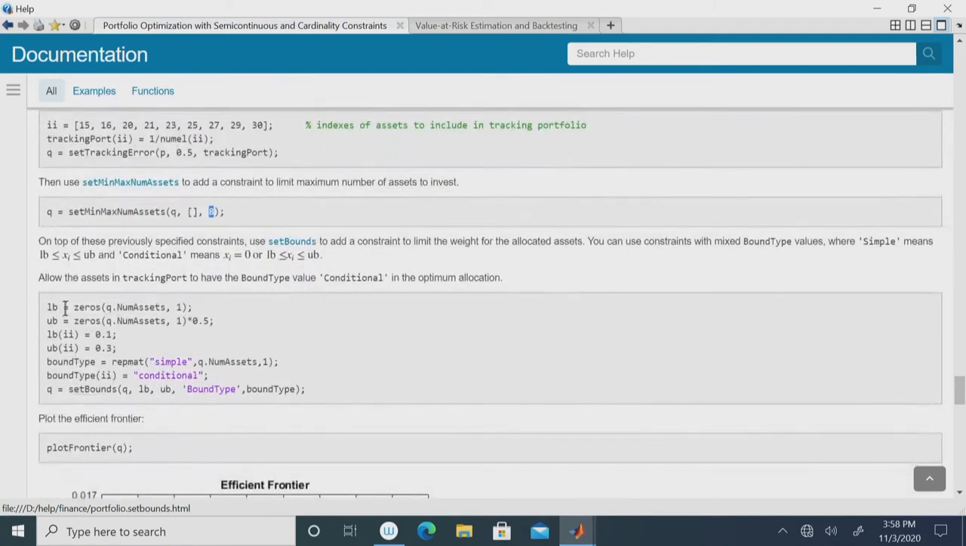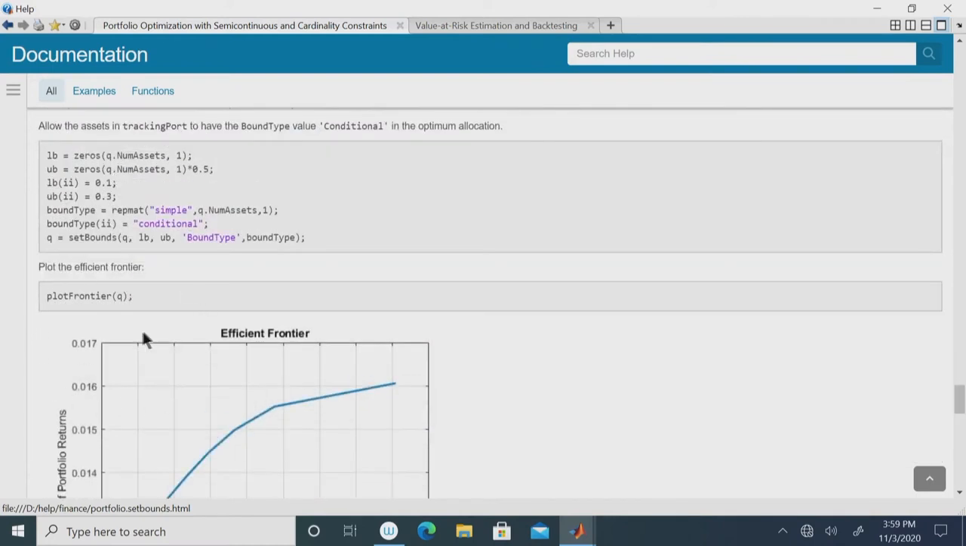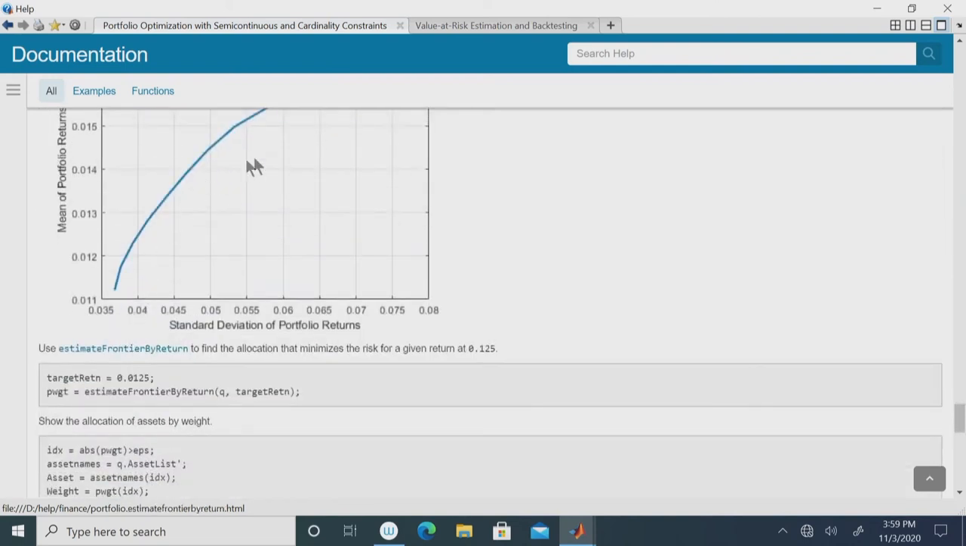So here we set the lower bound and upper bound. In case an asset is included, we will set the lower bound to be 0.1 or 10%, and the upper bound we will set to be 0.3 or 30%. And in this case, we plot the efficient frontier. The efficient frontier turns out to be of this particular form.